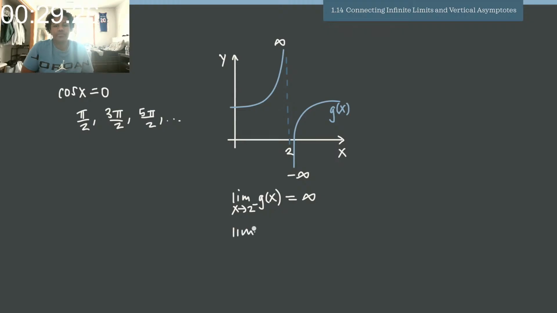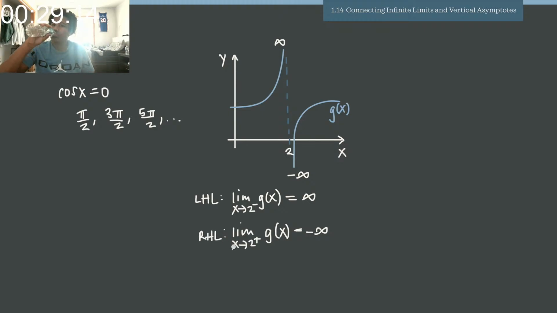From the right-hand side, which we would write as the limit as x goes to 2 from the positive side of g of x, we can see that as we approach from the positive side, we're going down toward negative infinity, and so we would call those the one-sided limits. This is the left-hand limit, this is the right-hand limit, and so we would define the left-hand limit as infinity and the right-hand limit as negative infinity. Because these two are not equal to each other, the general limit does not exist. So we would just say in general, the limit of the function does not exist at x equals 2.